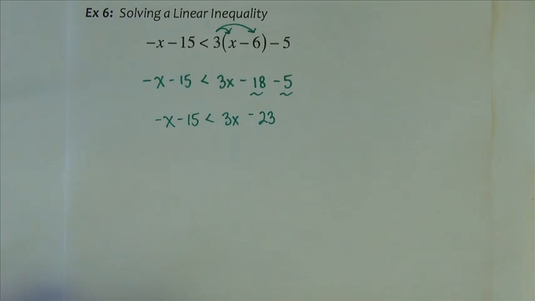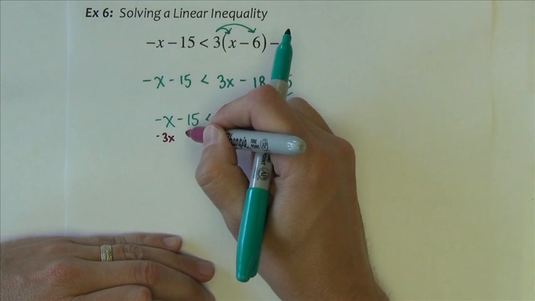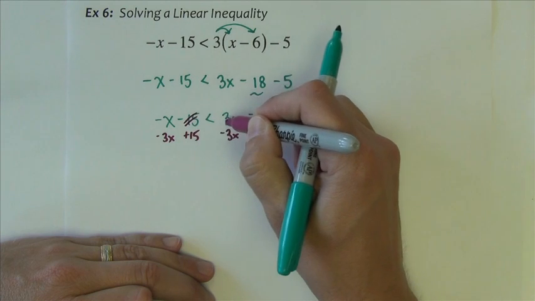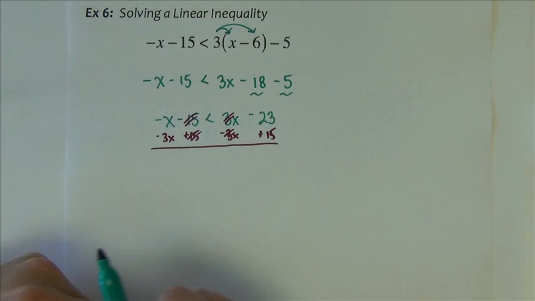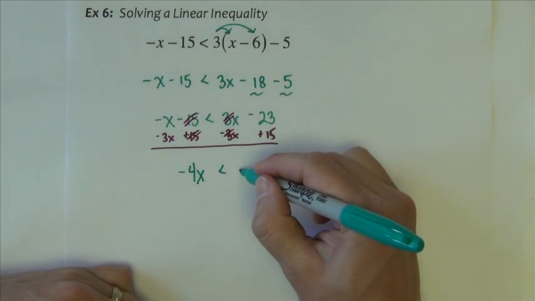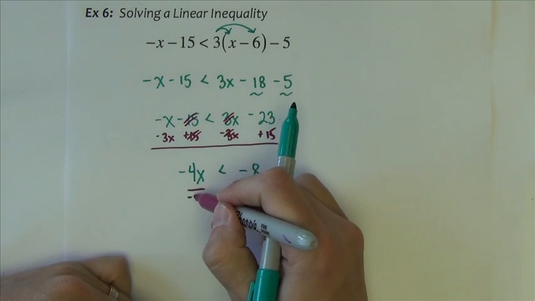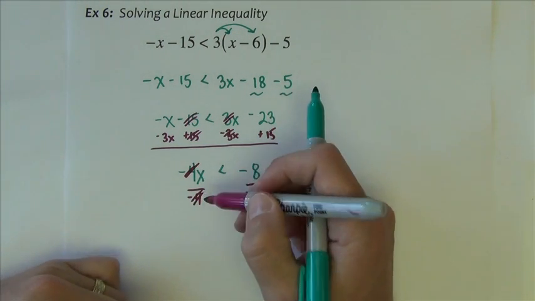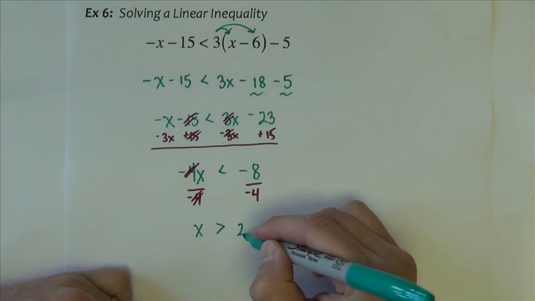Now I'm going to move terms around. The 3x I'm going to subtract across. The 15 is already negative, so we're going to add it. Okay, the result of doing that, we have negative 4x less than negative 8. Divide both sides by negative 4. Because I divided by a negative, the inequality will flip. We get x is greater than 2.